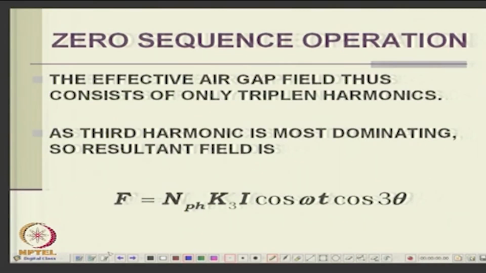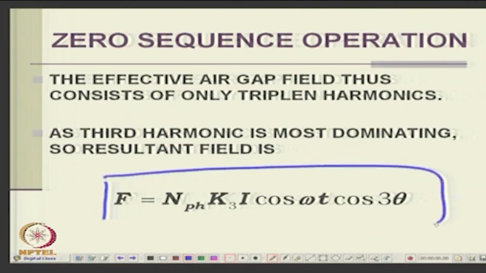And if you neglect other things, you are concerned there will be a third harmonic, which will vary like this, cos omega t cos 3 theta. Winding currents are fundamental, but it is like triplen poles. If the fundamental has 2 poles, the third harmonic will have 6 poles. So, 6 poles means the electrical angle will be 3 times that. Agreed. Is it clear now?